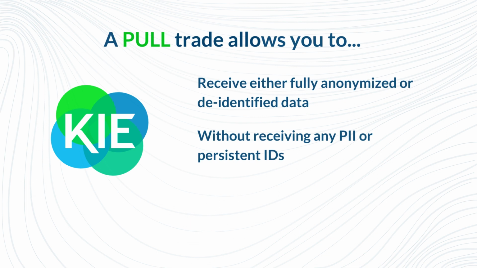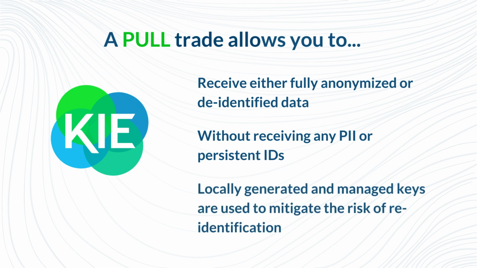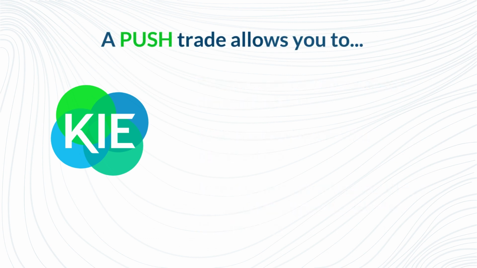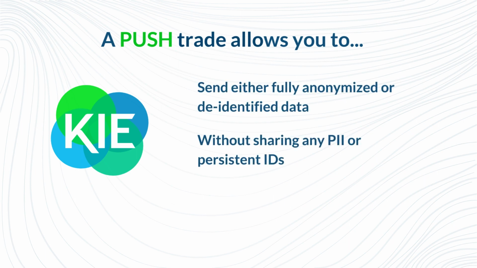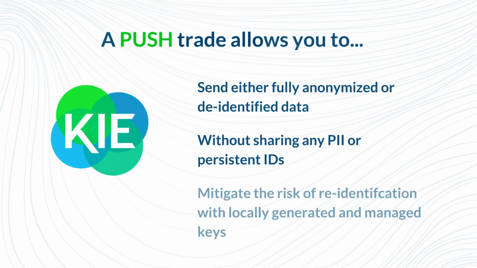For the de-identified data option, locally generated match keys enable both easy master data management and future third-party matching without the risk of re-identification. A push trade allows you to send either fully anonymized or de-identified data to partners without sharing any PII or persistent IDs.